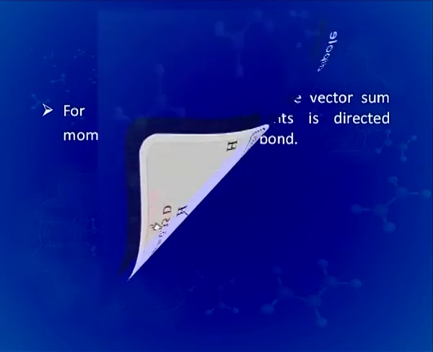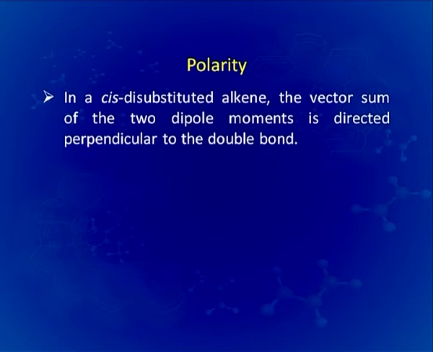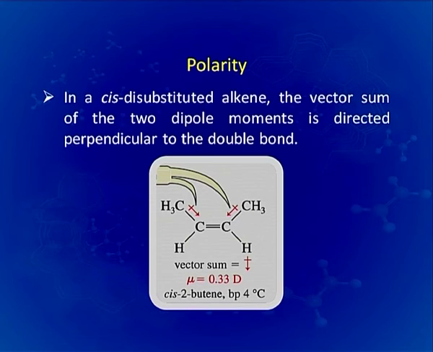In a cis disubstituted alkene, the vector sum of the two dipole moments is directed perpendicular to the double bond. This you can see. The two alkyl groups are both electron donating groups. So, the vector sum, which is indicated by mu, is 0.33 D. So, cis-2-butene is visible in this case, or we have tried to show it in this case.